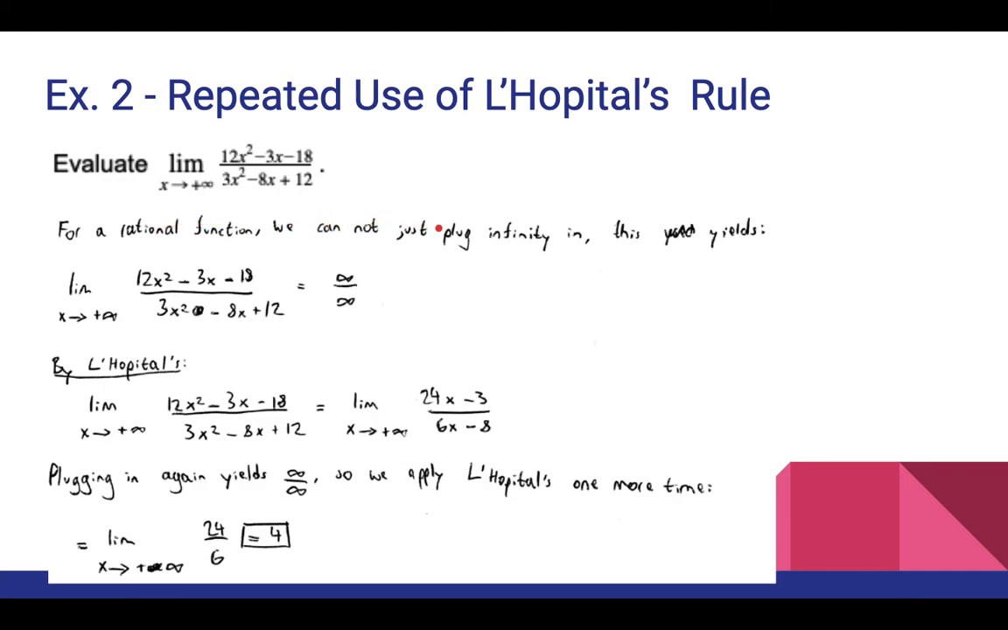For this problem, if we plug infinity in, we're going to get infinity divided by infinity, an indeterminate form. So we can apply L'Hopital's rule and take the derivative of the numerator and the derivative of the denominator in order to evaluate our limit. The derivative of 12x squared minus 3x minus 18 is 24x minus 3. The derivative of 3x squared minus 8x plus 12 is 6x minus 8.